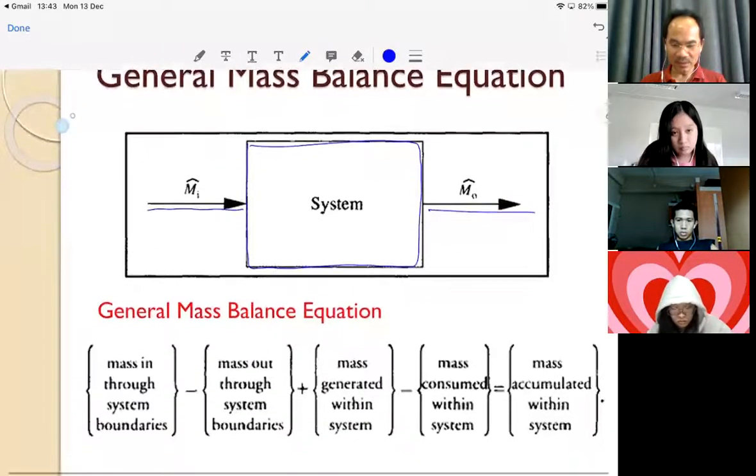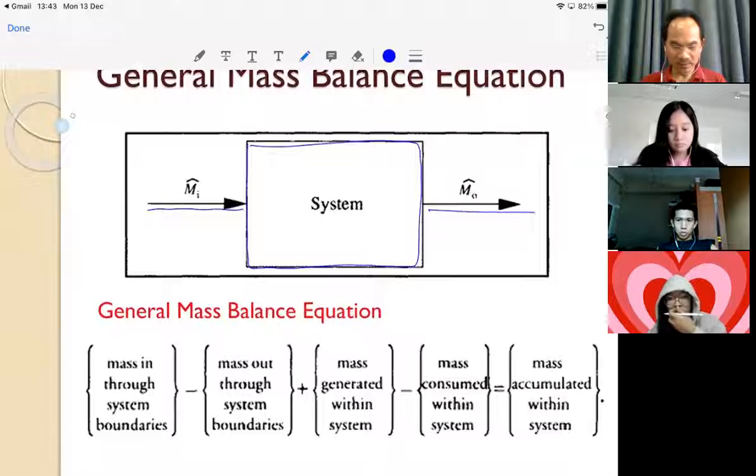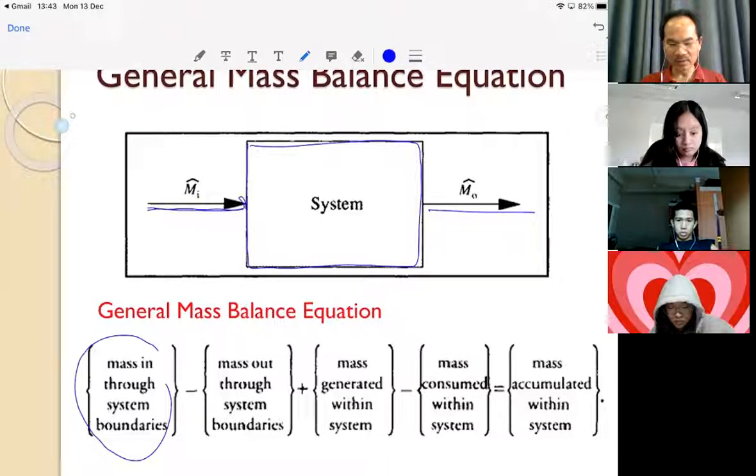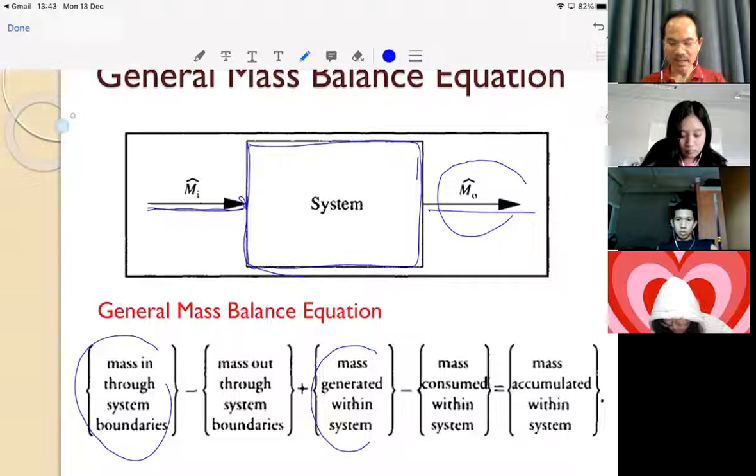The general equation I talked to you already: mass feed into the system, minus mass out of the system. It's mass in minus mass out. Also there is mass generation, and minus mass consumption, equal to mass accumulation.